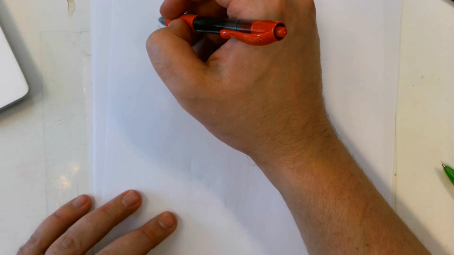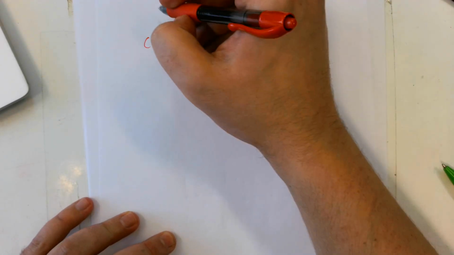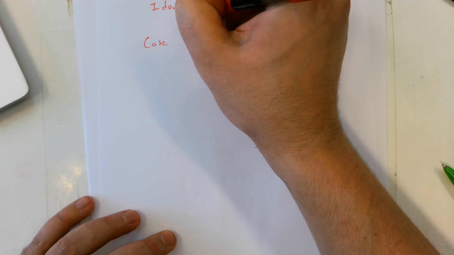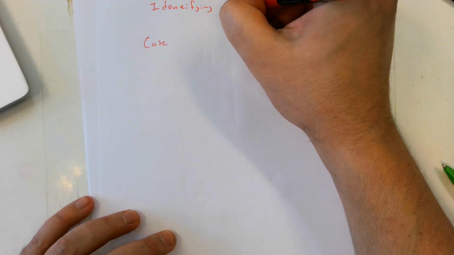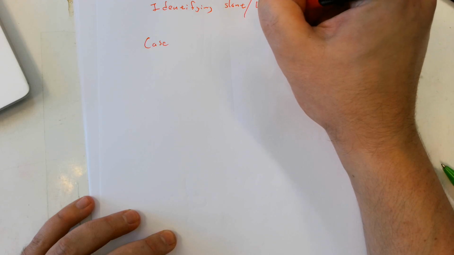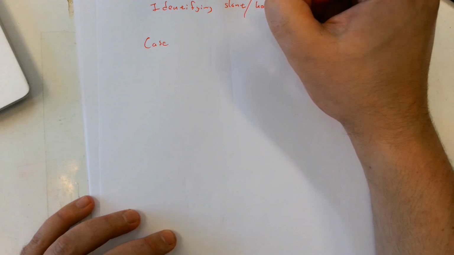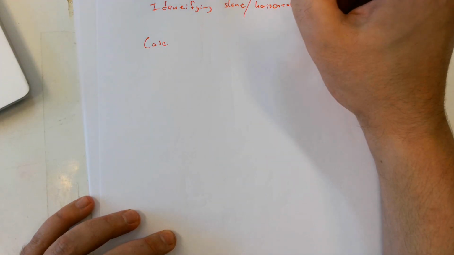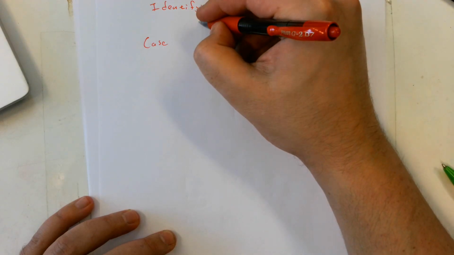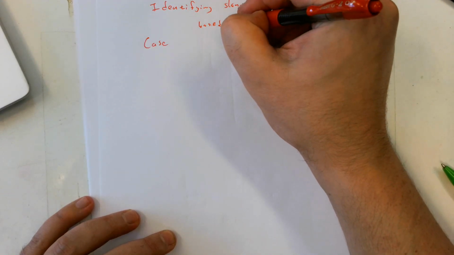Onwards and upwards. This is where our cases come in. So now let's move on. Identifying slant and horizontal asymptotes based on equations.